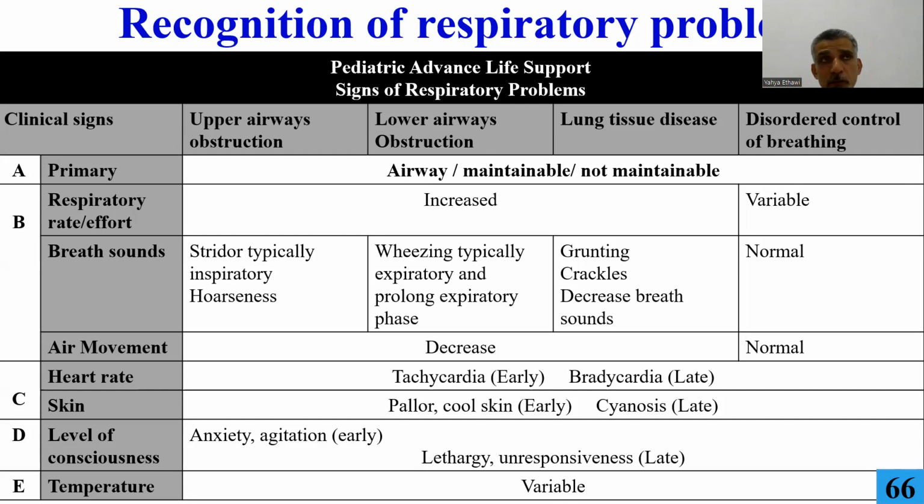Now, the heart rate in respiratory problems: you can get tachycardia or bradycardia depending on the phase. Skin: when you have a respiratory problem, you get either pallor due to poor perfusion, or cold skin, or you can get cyanosis. Level of consciousness: in the beginning, you get anxiety and agitation, because of high CO2 and low oxygen. Once the brain starts not functioning, you get lethargy and unresponsiveness. Temperature is variable in all the diseases. So this is a summary of A, B, C, D of the primary assessment of respiratory problems.